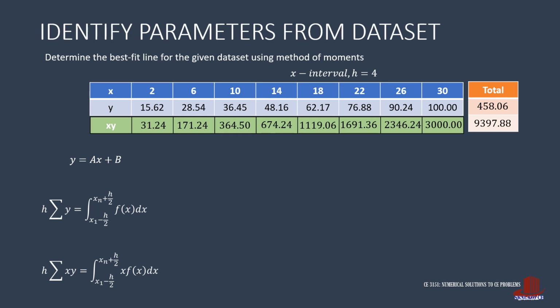Also from the dataset, we can take the limits for the theoretical moments. Starting with the lower limit, take the lowest x value, which is 2. Then subtract half of h. The lower limit is then 2 less half of 4, which makes 0. The upper limit uses the upper x value of 30, then add half of the x interval, which makes 32. These are all the values we can extract from the dataset.